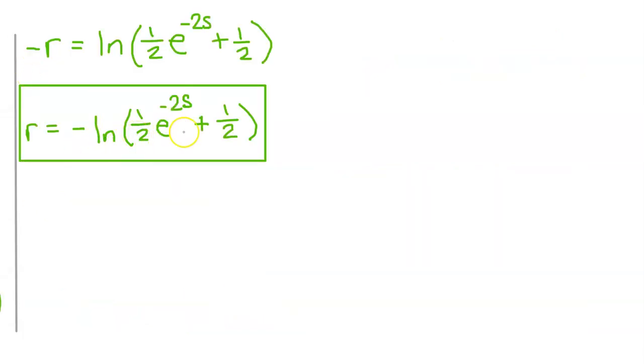I want to just briefly show you another version of the answer, just in case you run into a multiple choice question. First of all, notice that both of these have a denominator of 2. So I could combine these into one fraction by having e to the negative 2s plus 1 all over 2.